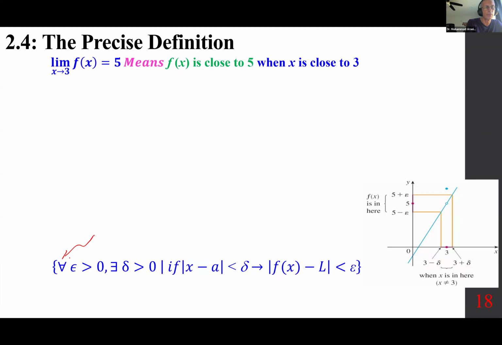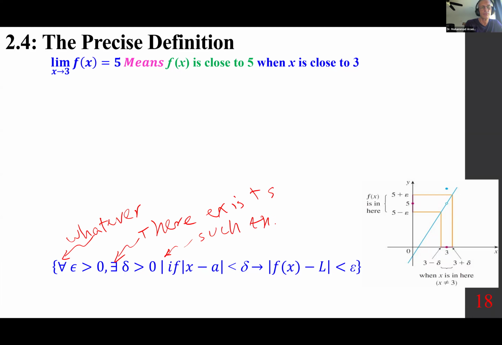So this reads: for every, this means there exists, and this line segment means such that. So those are mathematical symbols.